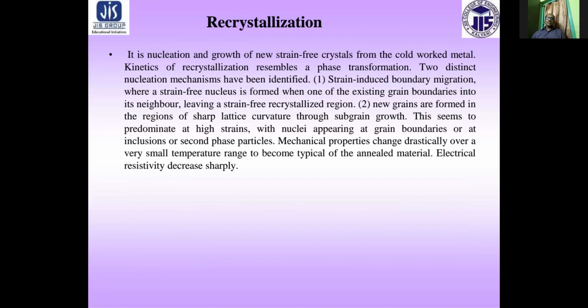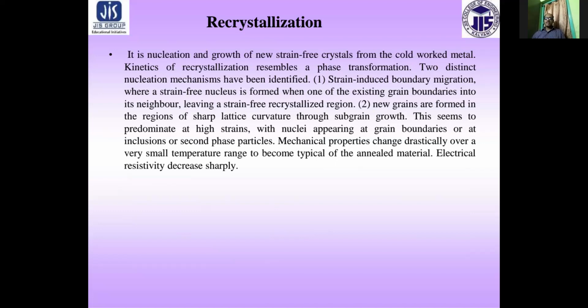Recrystallization is the nucleation and growth of new strain-free crystals from the cold work metal. Kinetics of recrystallization resembles a phase transformation. Two distinct nucleation mechanisms have been identified. One is strain-induced boundary migration, where a strain-free nucleus is formed when one of the existing grain boundaries migrates into its neighbour, leaving a strain-free recrystallized region. The other: new grains are formed in regions of sharp lattice curvature through subgrain growth. This is seen near inclusions or second phase particles.